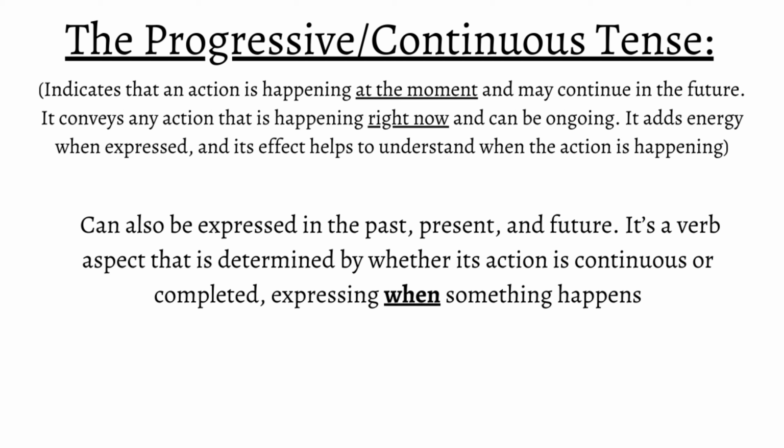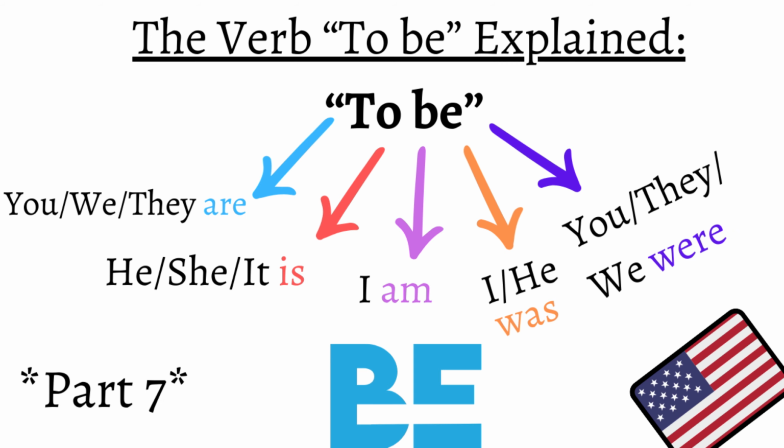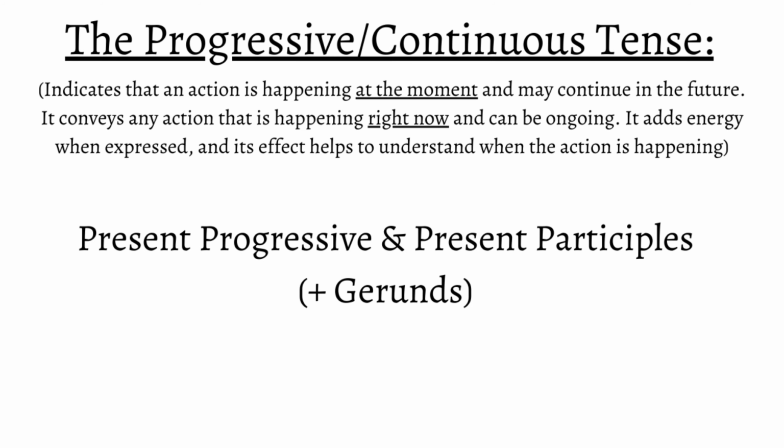The progressive can be very important because it expresses when something happens. The past and present progressive tenses are something that I showed in the to be verb video, because the verb to be is the most vital verb in the progressive. I would recommend going back and watching it just a bit. For this video, I will only concentrate on the present progressive and present participles. The past and future progressives are something that I'll leave for future videos.